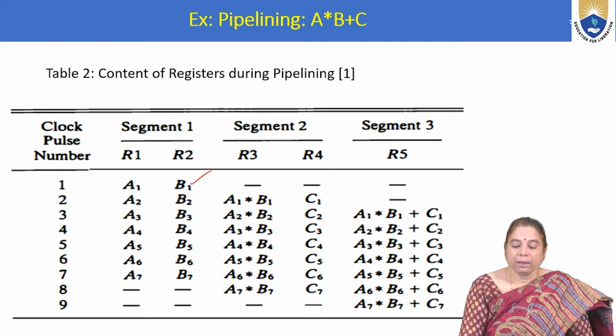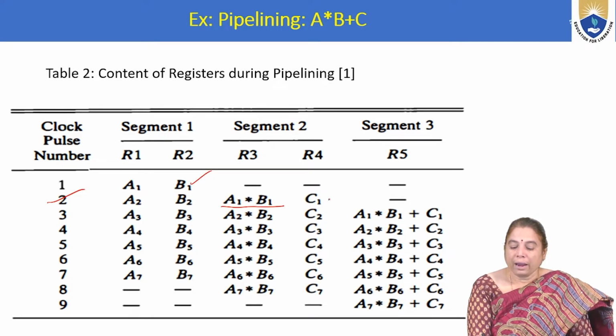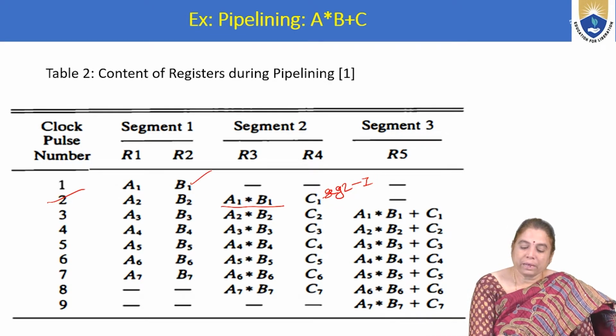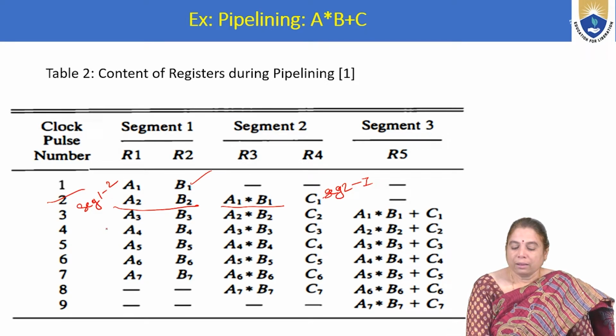In the second segment, the first segment numbers A1 and B1 are moved to the second segment operation during the second clock pulse, that is A1 multiplied with B1, and loading of C1, the second segment operations of instruction 1, are performed. At the same time, concurrently, A2, B2, the second repetition values, are loaded to the registers R1 and R2. This is the segment 1 of instruction 2. And in the third clock signal, this segment 2 is moved to the segment 3 operation.